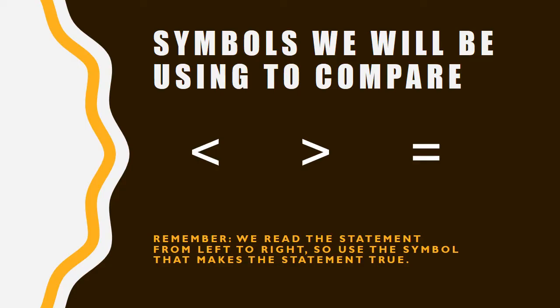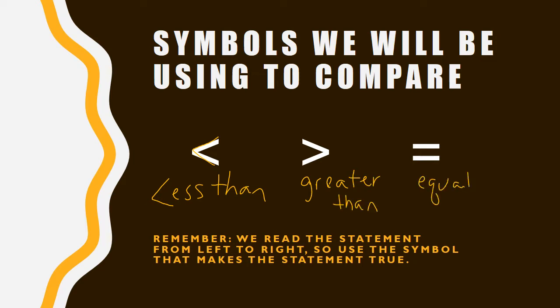So the symbols we're going to be using today, just a reminder in case you forget. First we have our less than symbol, and I remember this one's less than because L goes the same direction as our symbol. We also have our greater than symbol, which is the other way around. And then finally we have our equal to, which is only used when they have the exact same value.